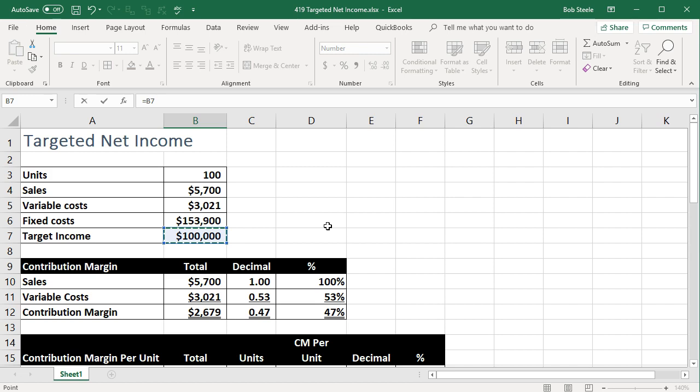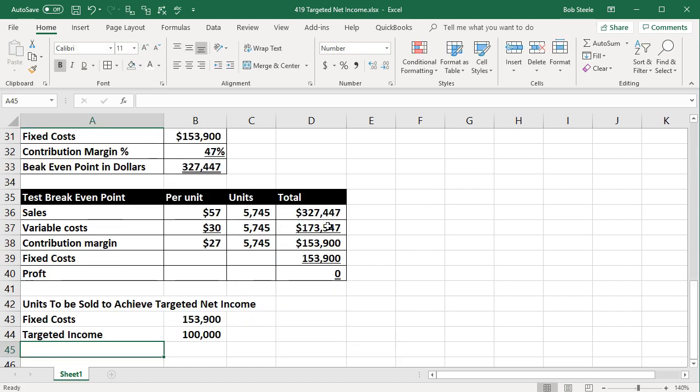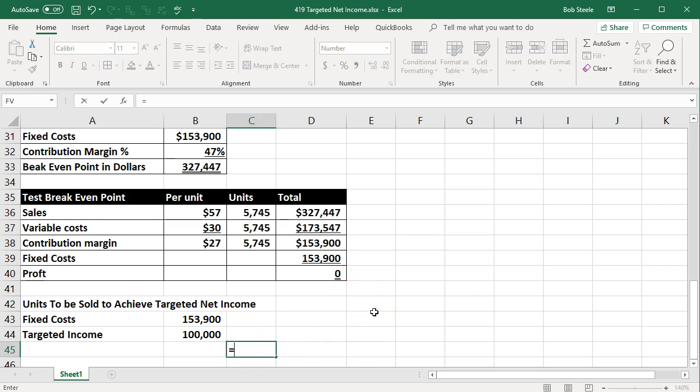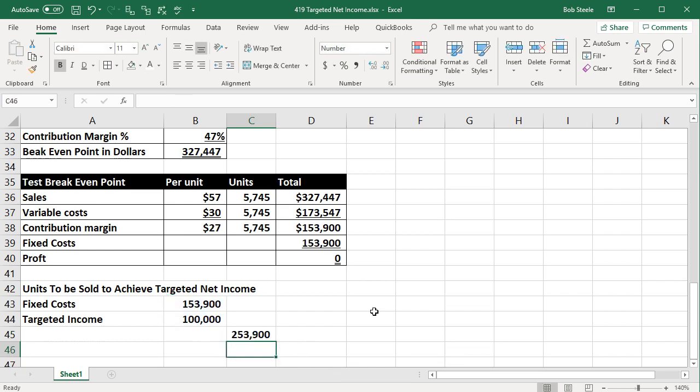We're going to calculate the net income using our contribution margin income statement. But it's the same thing as a normal income statement. It's just easier to do these calculations by breaking them out between variable and fixed costs. So we're going to add those two up, using the sum function. The 153.9 plus the 100 gives us 253.9, and that's just going to be the fixed costs plus our targeted income.